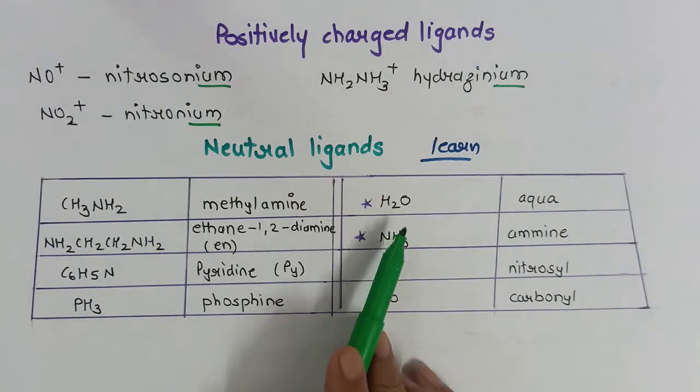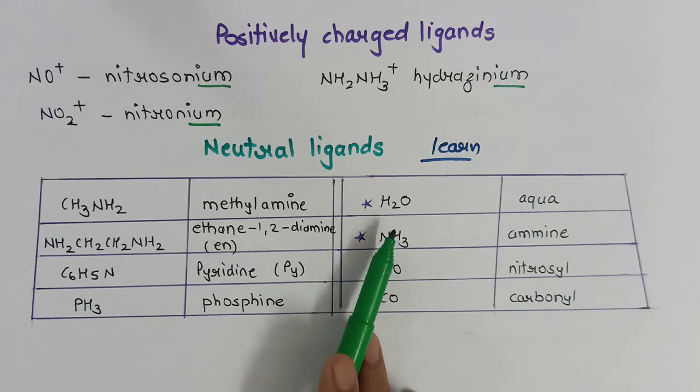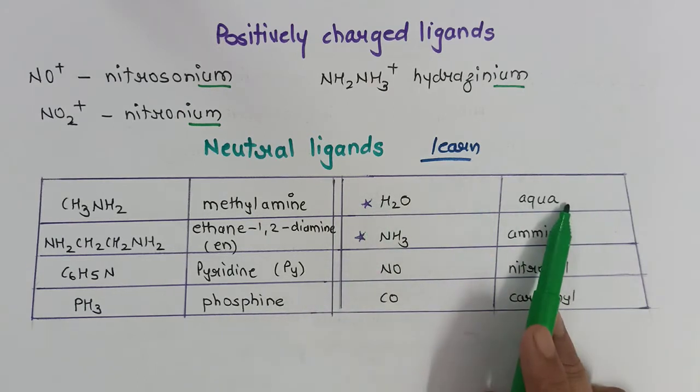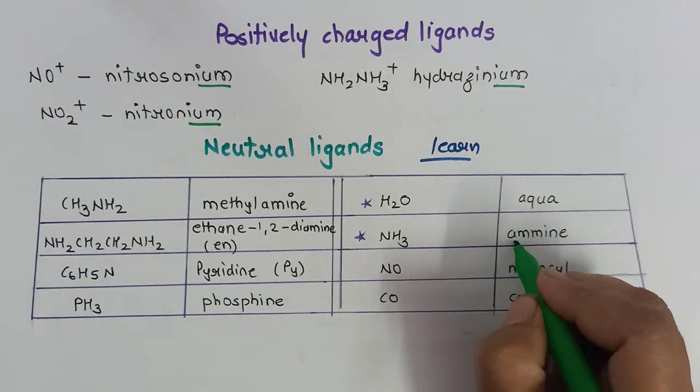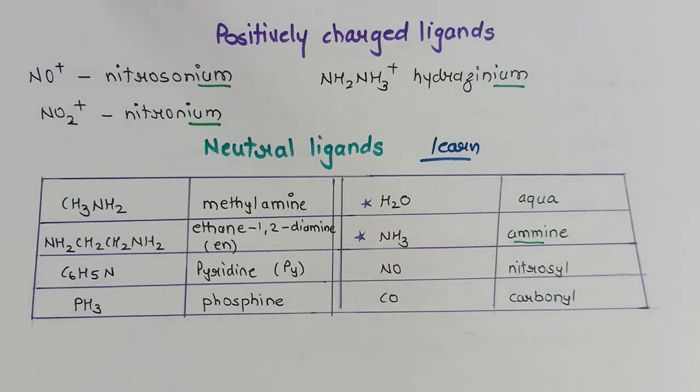Now, these two I have marked as a special one. Why? Because H2O is named as aqua and NH3, see the spelling, it is named as AMMINE. Generally, the spelling of amine is a single M, but when it is a ligand, we'll use double M. Okay, so this is the naming of the ligands.